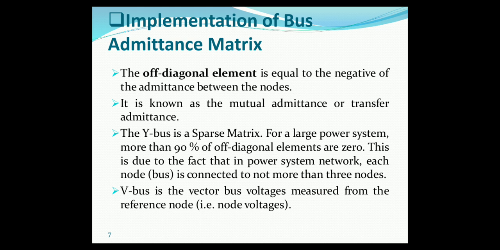This is regarding the implementation of a bus admittance matrix in a power system. In this presentation we have discussed what a bus admittance matrix is, what its different advantages are, what the need for a bus admittance matrix is, what its formation involves, what a sparse matrix means and why it is called a sparse matrix, and how to implement the bus admittance matrix.